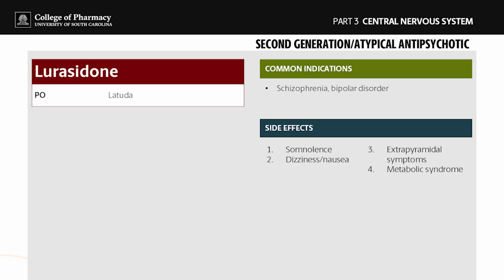Here's another second-generation atypical antipsychotic, Lurasidone, or Latuda, which is the brand name, indicated for schizophrenia and bipolar disorder. Side effects: somnolence, nausea, extrapyramidal side effects, and metabolic syndrome.